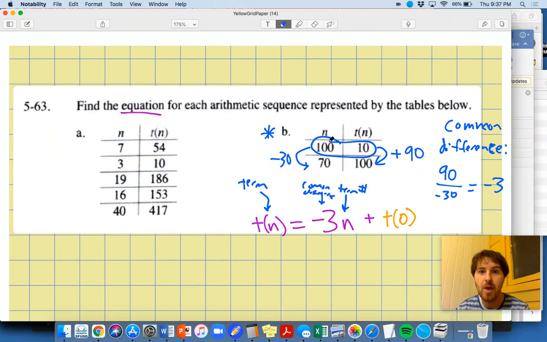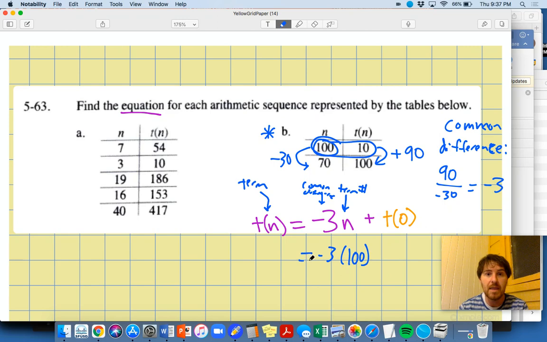So for the term number, I'm going to replace that with 100. I already know my common difference is -3. I did that work over here, right? I kind of found the slope. Remember, common difference is kind of like the slope for an arithmetic sequence. An arithmetic sequence is just like a line, right? It has a slope, and we call it common difference.